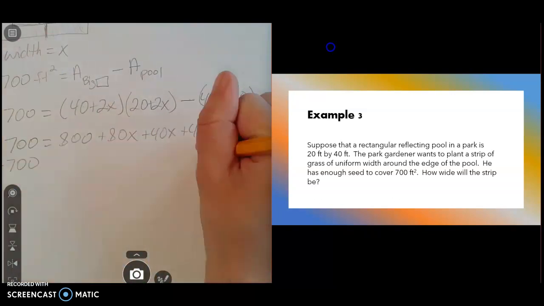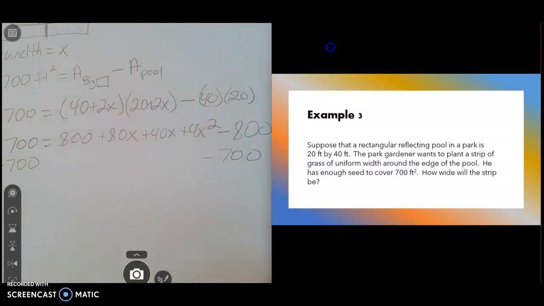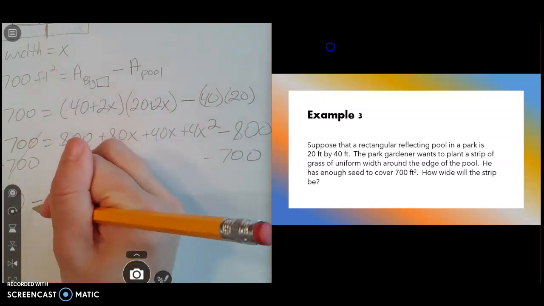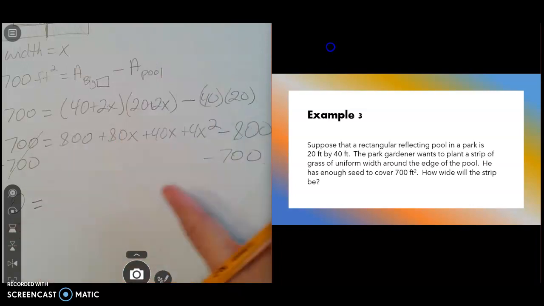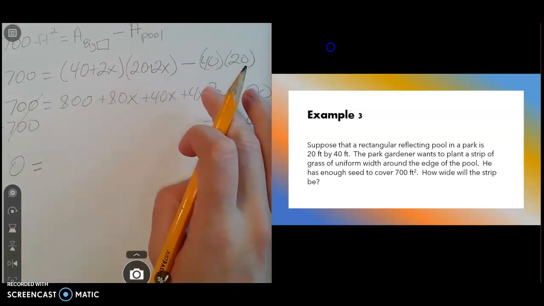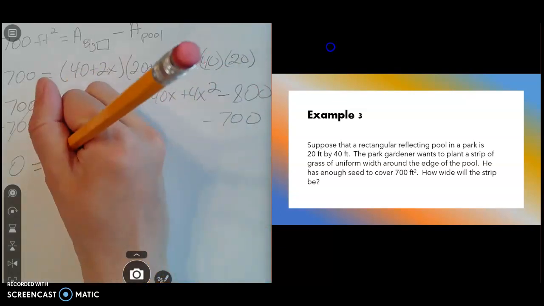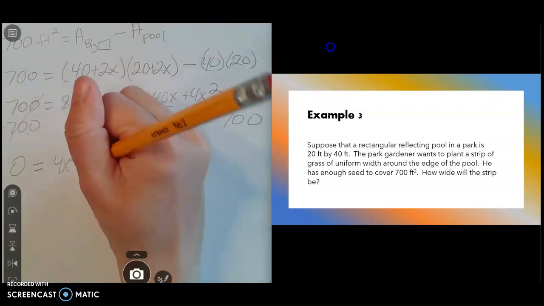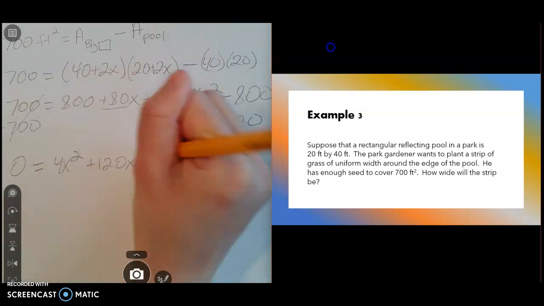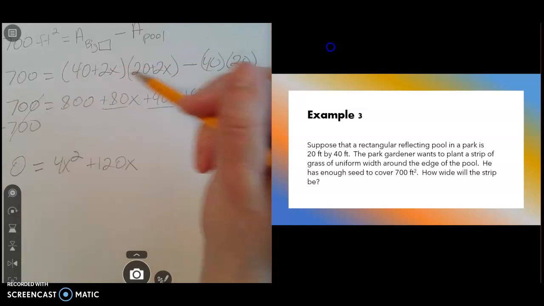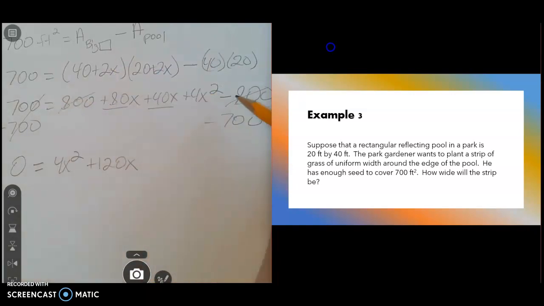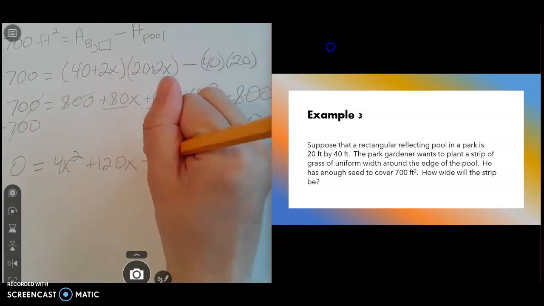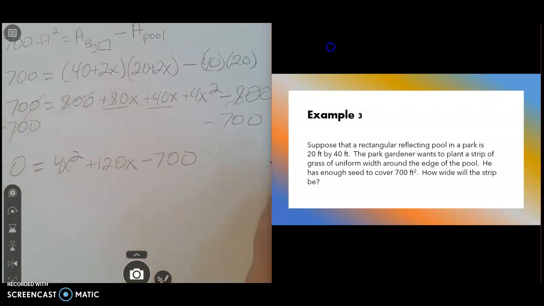So let's go ahead and get everything to the same side. I'm just going to subtract 700 from both sides so that it's equal to 0, and we can be in standard form. I like to go in order. I like to go from highest exponent to lowest. So my highest exponent is the squared term. That's the 4x squared. And then the next would be my x's. So 80x plus 40x is 120x. And then the constants, 800 minus 800 is 0. 0 minus 700 would be negative 700. Okay?